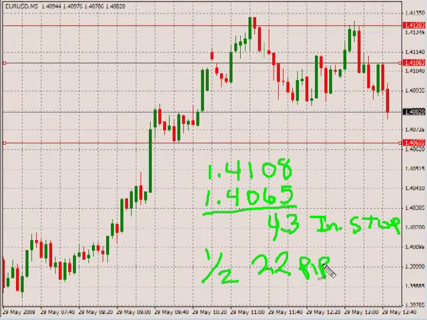And that's 21.5, but we'll go to 22. And so what we can do is we can adjust our stop up now 22 pips. So if I add 22 pips onto my entry, I'm going to get the level where I'm going to adjust it to break even. So that would be 1.4130.